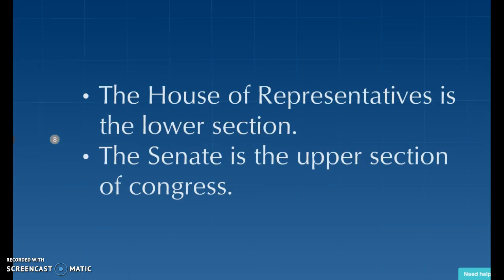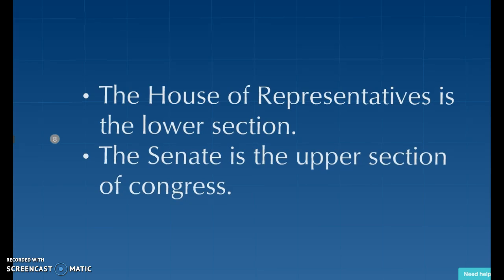The House of Representatives is going to be the first section that makes up Congress, and then the second section is going to be called the Senate. Now, you can also think of the House of Representatives as the lower section and the Senate as the upper section. And there are a couple different guidelines to be in each.